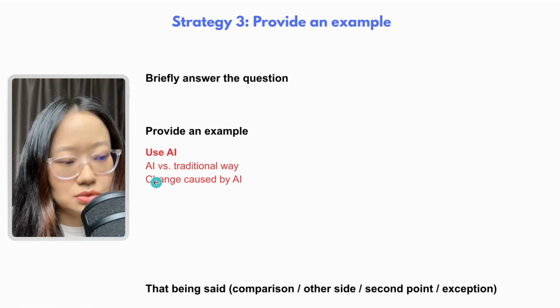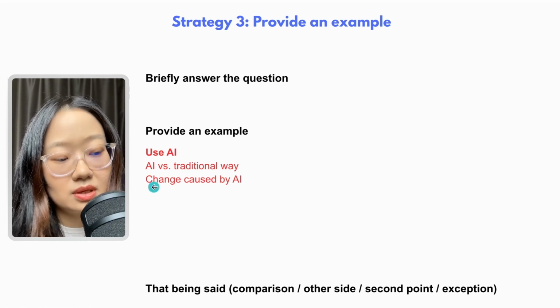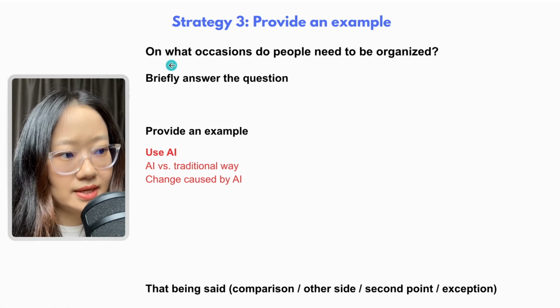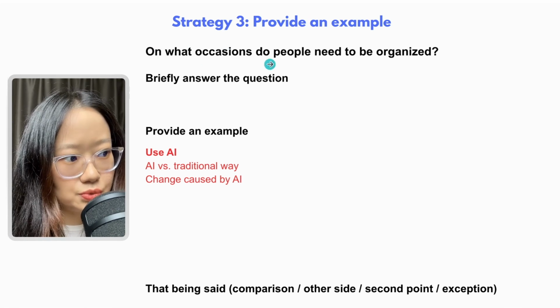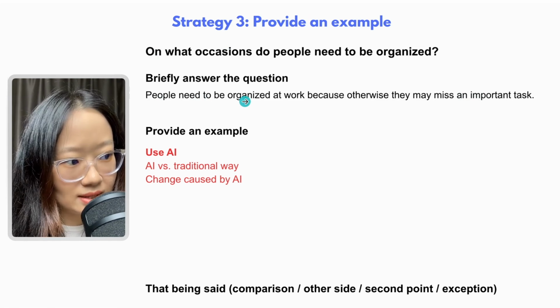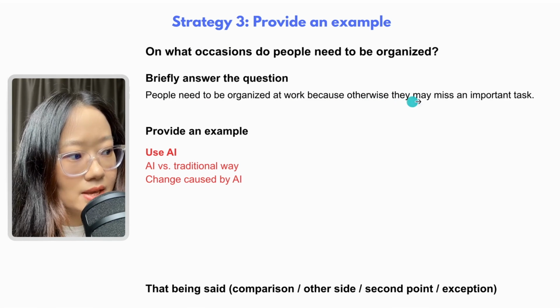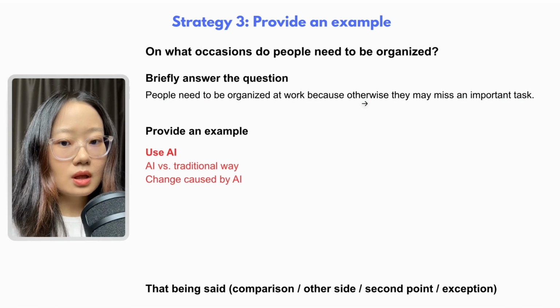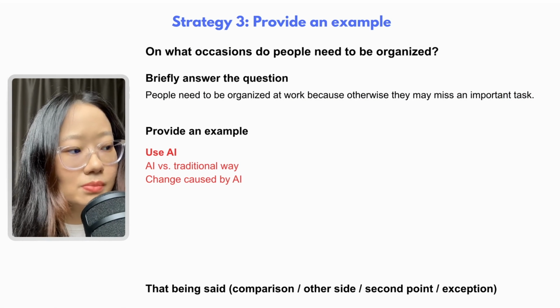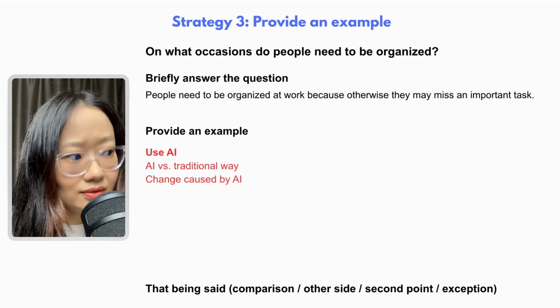The second angle is to describe what happens because of a change caused by AI. Let's take this question as an example. On what occasions do people need to be organized? We may say people need to be organized at work because otherwise they may miss an important task. This angle limits us to the current situation, so you may find it difficult to talk at length.